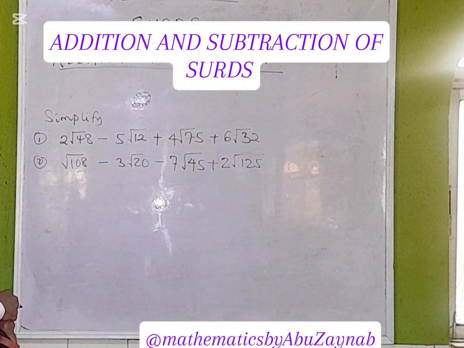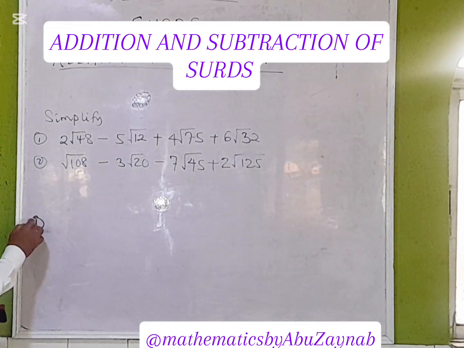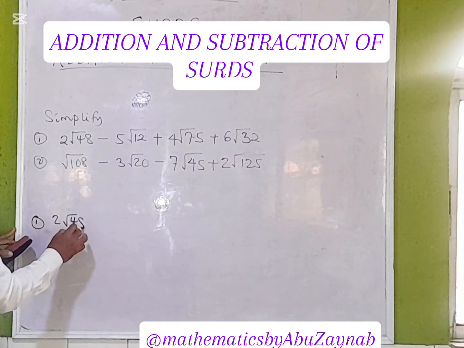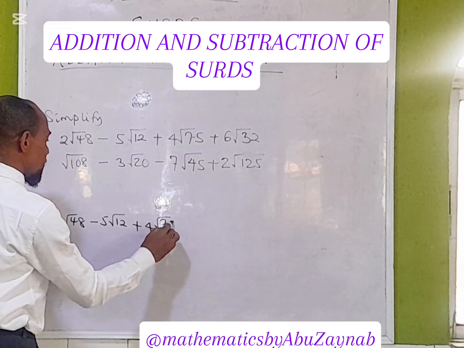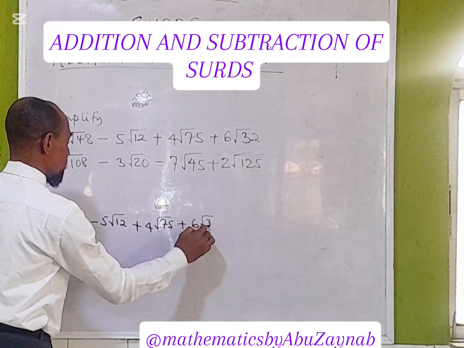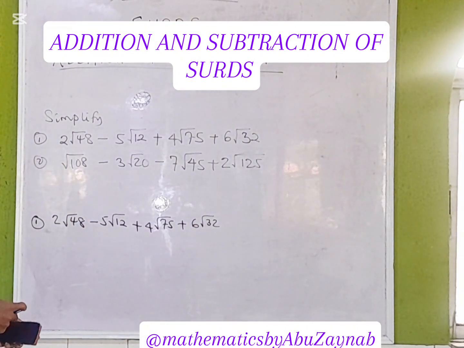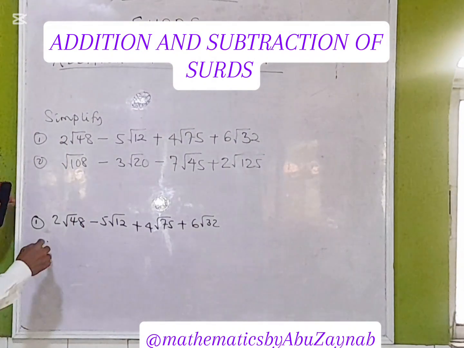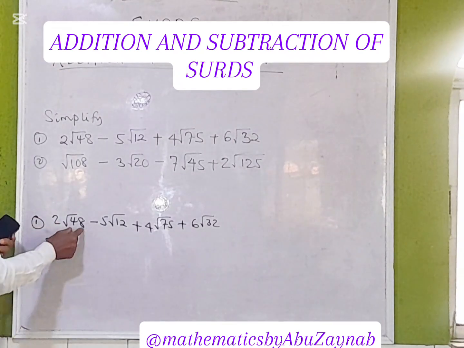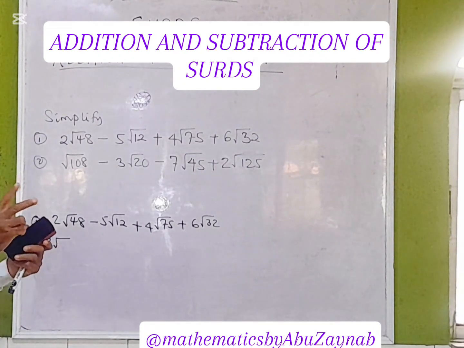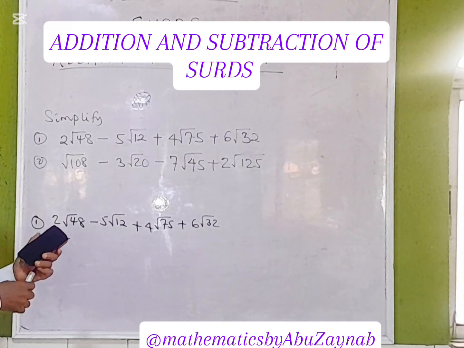So with two examples, we are going to explain the concept of addition and subtraction of surds. To start with, we have 2 root 48 minus 5 root 12 plus 4 root 75 plus 6 root 32. The very first thing to do is to break each of these surds down to basics. And from our last video, we understood that the basics simply mean breaking each surd into two factors, one perfect and the other non-perfect.